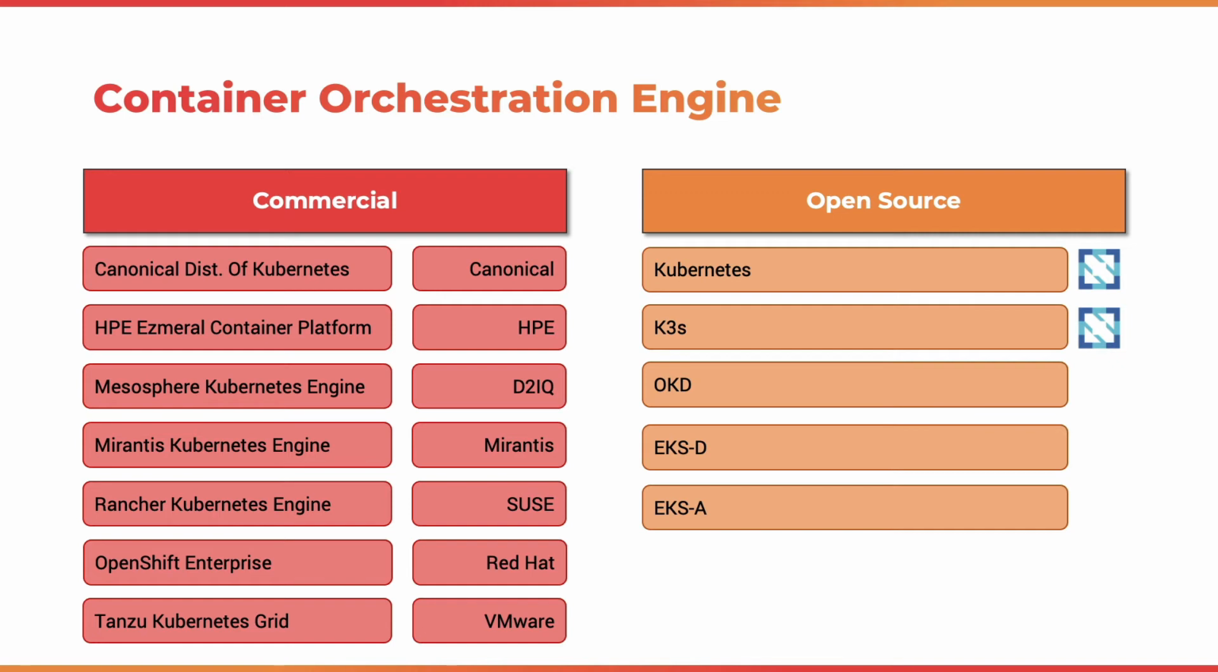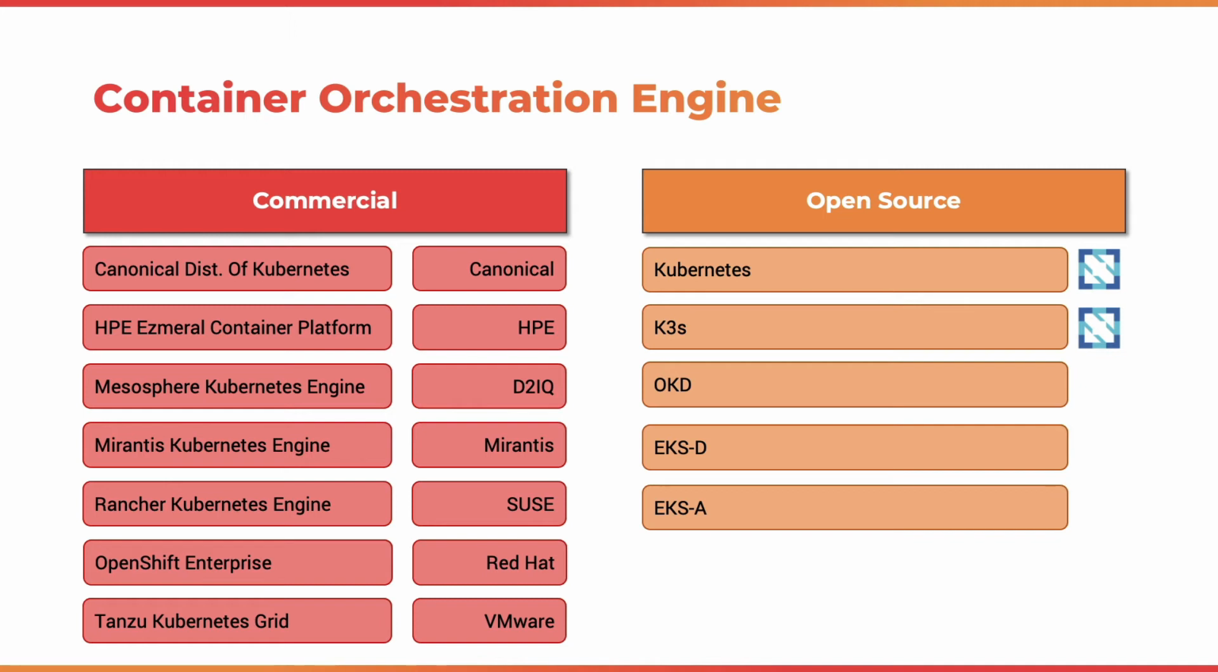Or you can choose a commercial distribution available from, for example, Red Hat, which is OpenShift Enterprise, VMware, which is Tanzu Kubernetes Grid, or Mirantis, that is Docker Enterprise, now branded as Mirantis Kubernetes Engine, and you have many choices. And even within open source, it's not just one Kubernetes. For example, you have K3s, which is an edge-enabled or edge-optimized distribution of Kubernetes. You can choose the open source version of OpenShift called OKD, the community flavor.